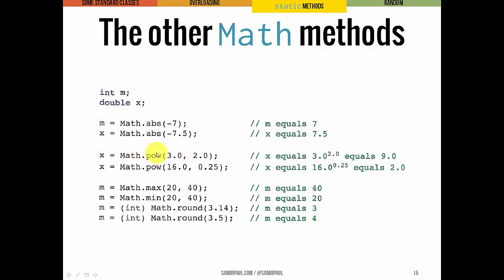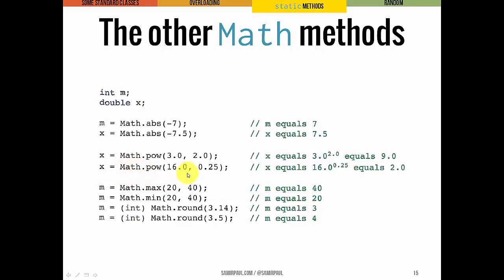Okay, likewise, math.pow of 3, 2. Pow is the method that we use for exponentiation. It takes 2 parameters. So in this case, the 2 arguments that we pass to it are 3.0 and 2.0. And that means we're calculating 3 to the second power, which equals 9. So now that's what's stored in x.